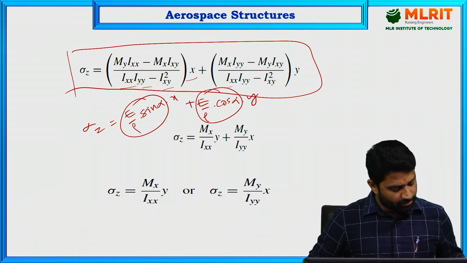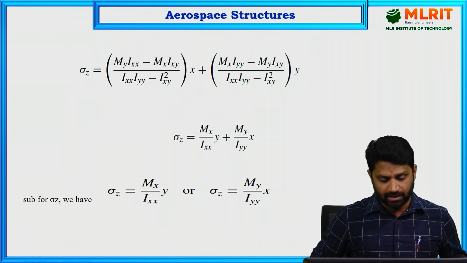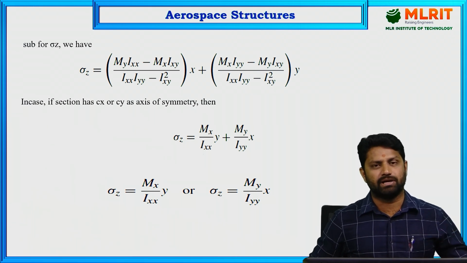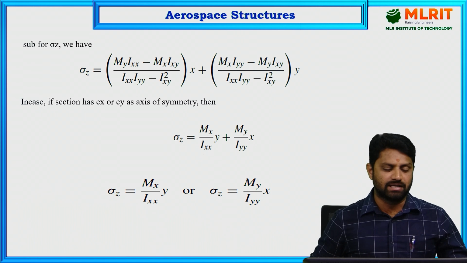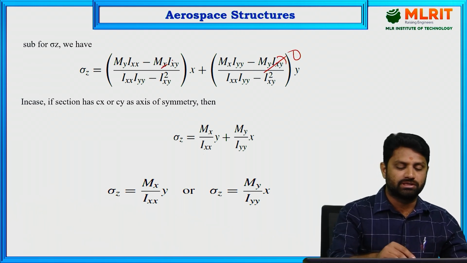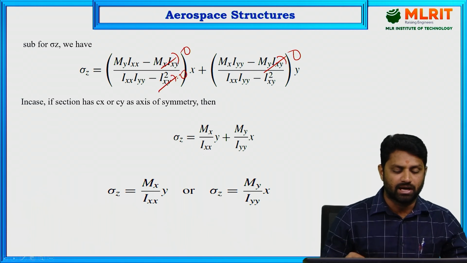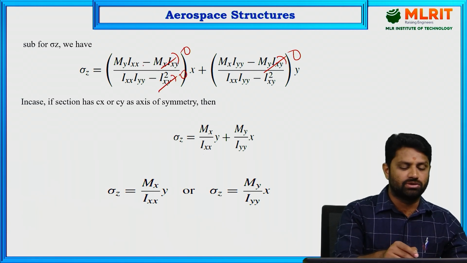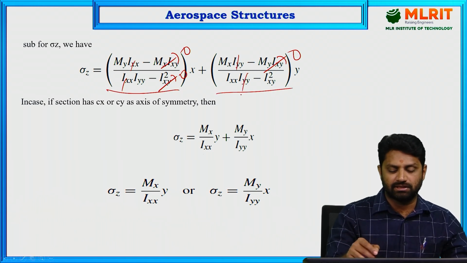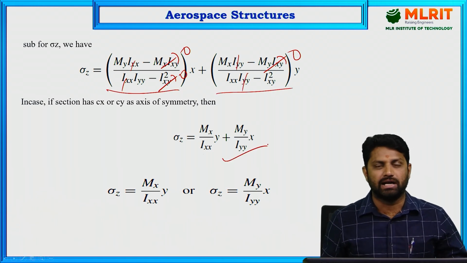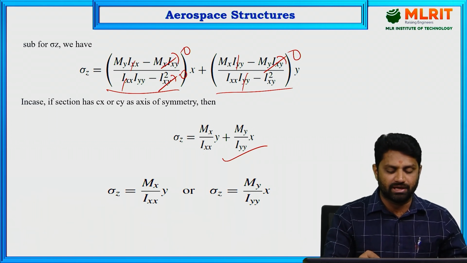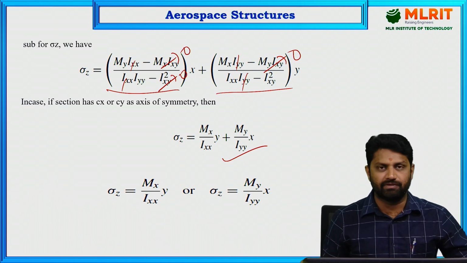Further, if any assumptions are there, it will reduce the form of the equation. For example, if you have at least one axis of symmetry, either Cx or Cy, we know that the product of inertia will become 0. You can substitute the product of inertia as 0 here. Ixx will get cancelled in one term, and Iyy gets cancelled in the other, and you are left with the equation for at least one axis of symmetry, that is mx by Ixx into y plus my by Iyy into x.